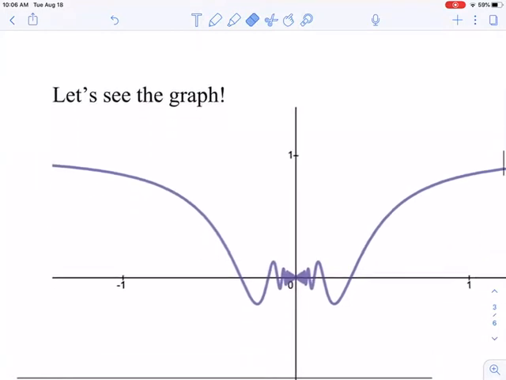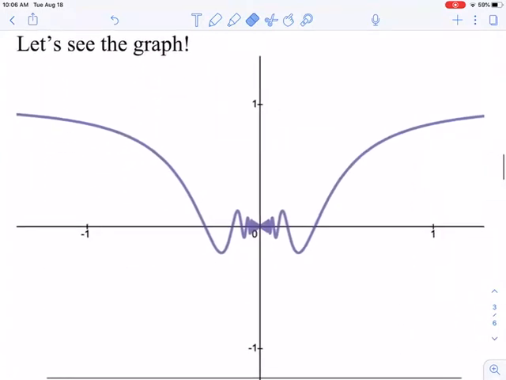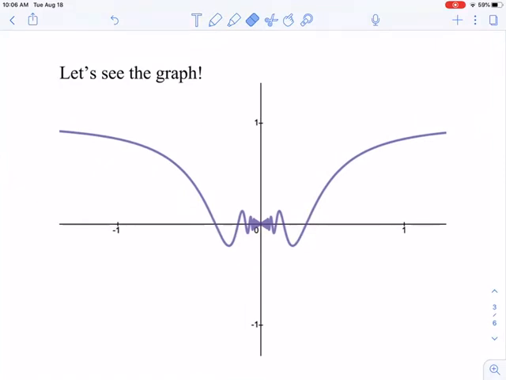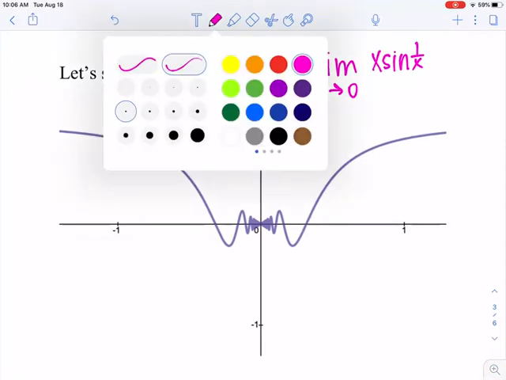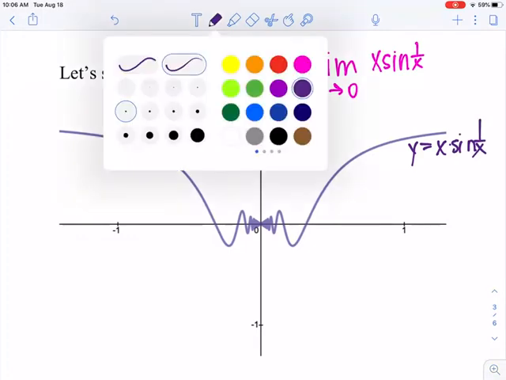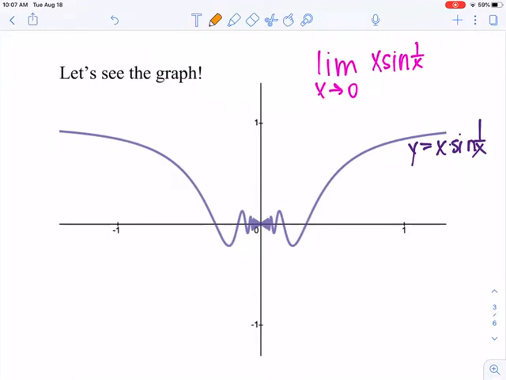Let me show you what the graph looks like. This is the graph of it. And if we could figure out two functions that we could squeeze in between, that'd be really cool. So we're trying to figure out the limit as x approaches 0 of x times sine of 1 over x. This purple graph right here is x times the sine of 1 over x.